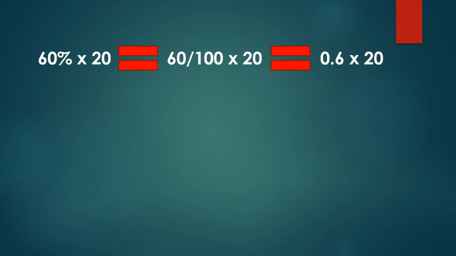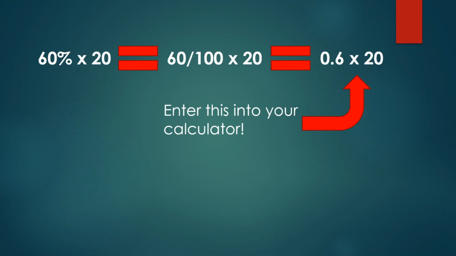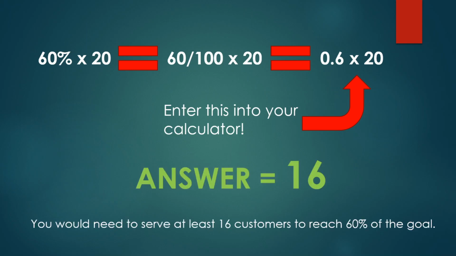Now, if we plug that into our math problem, we can see that 60% times 20 is the same as 60 out of 100 times 20. And we just figured out that that's the same as 0.6 times 20. So enter 0.6 times 20 into your calculator, and you get the answer 16. That means that you'd need to serve at least 16 customers within an hour to reach 60% of the goal.